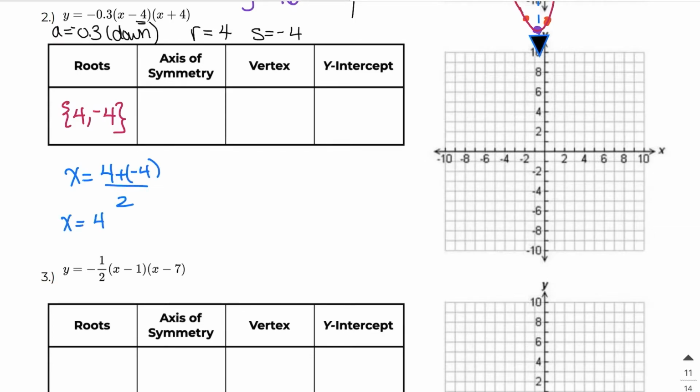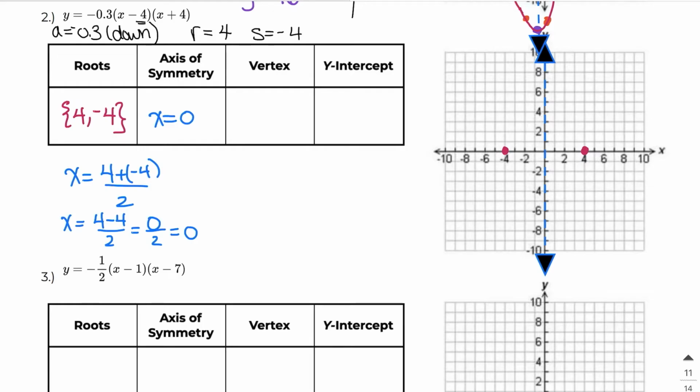But just a reminder, 4 plus negative 4 means 4 minus 4. 4 minus 4 is 0. 0 divided by 2 is 0. Your value for your axis of symmetry better be halfway between your roots. Otherwise, it just doesn't make sense. So let's go ahead and graph out our roots. We've got negative 4 and positive 4. And then we also know that our axis of symmetry is going to happen exactly on the y-axis because it's at x equals 0.